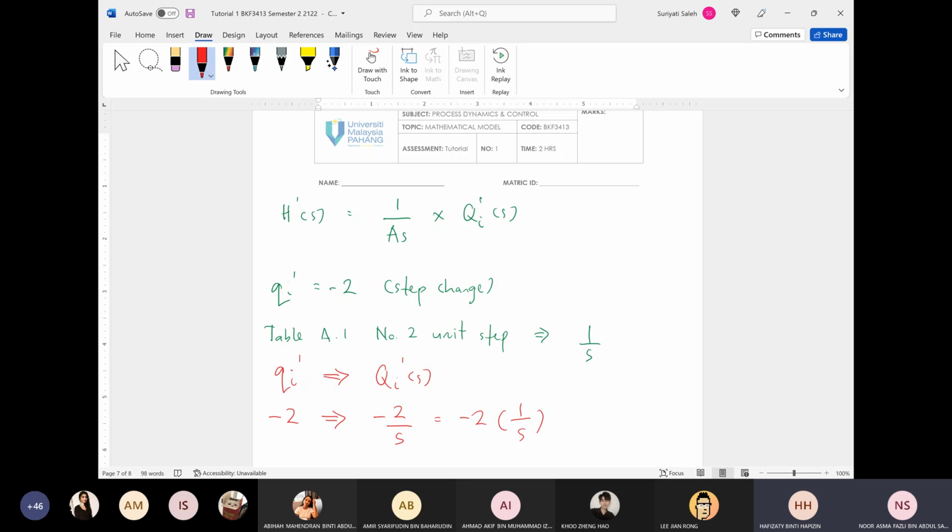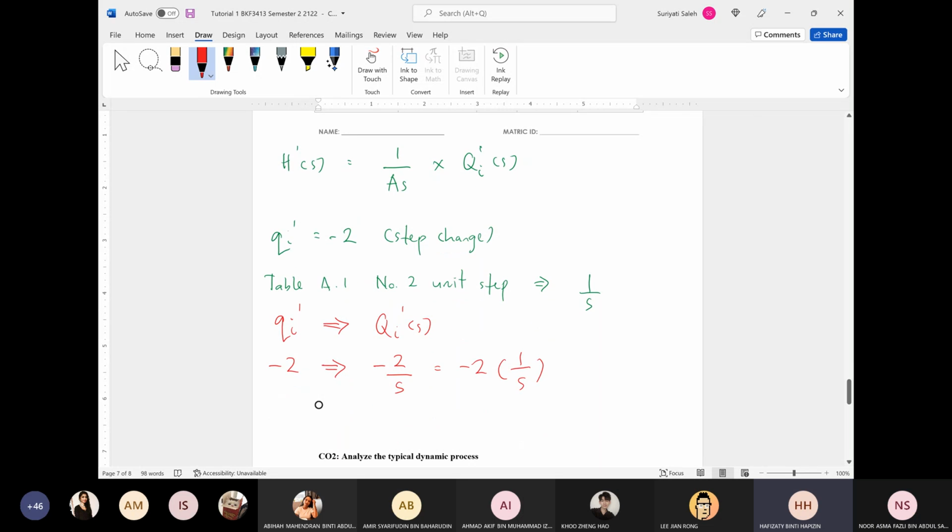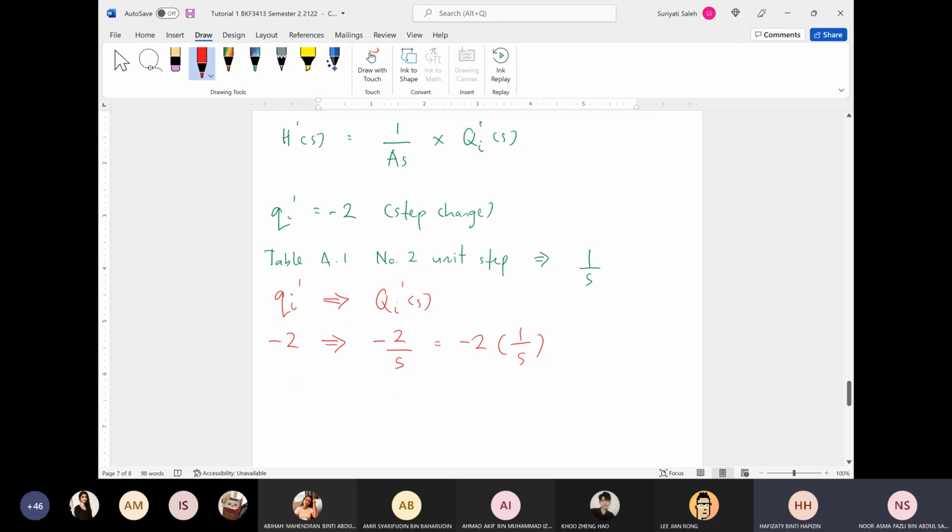And then we can substitute negative 2 over S inside our equation since it has been Laplaced. So you have H prime S equal to 1 over AS multiplied with negative 2 over S. So we have already completed the substitution of the inlet flow rate.